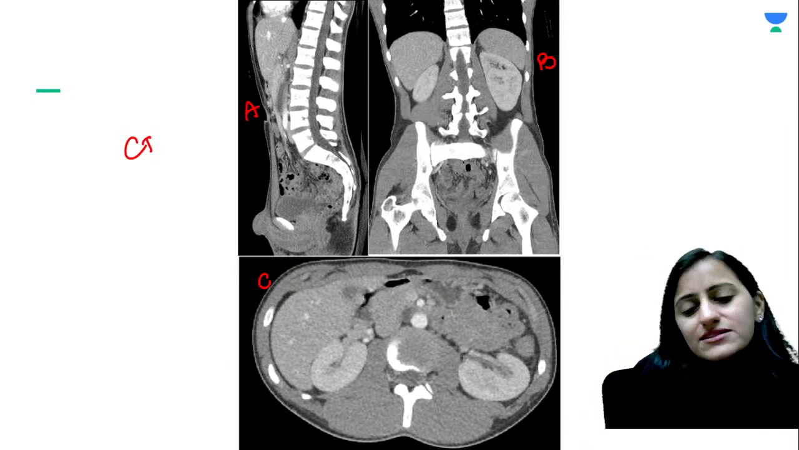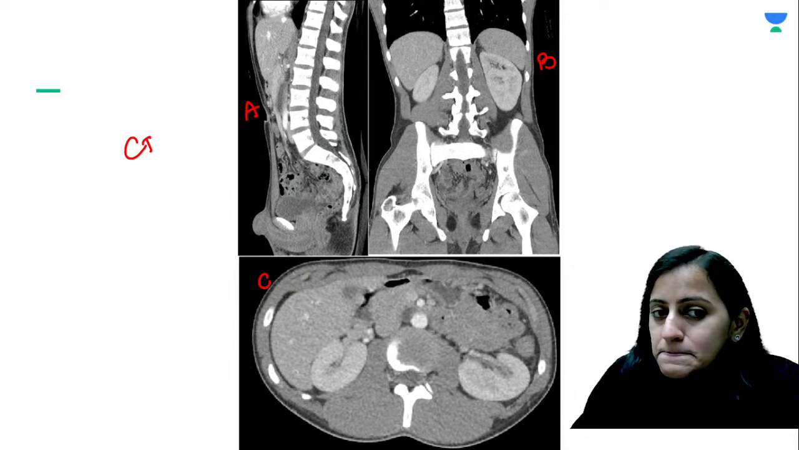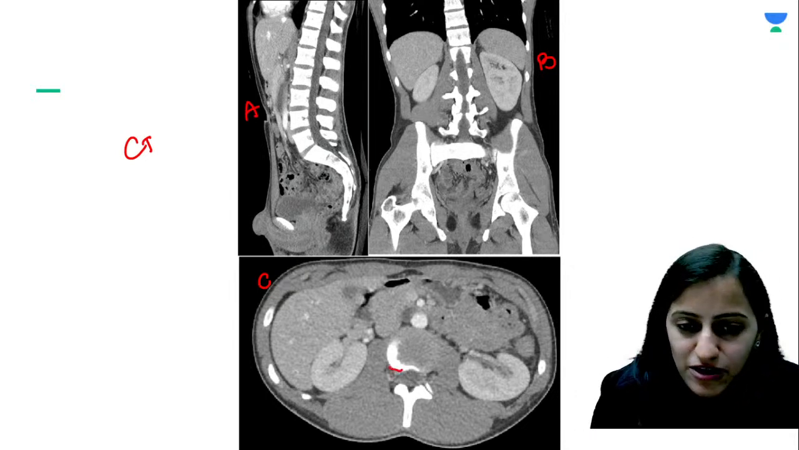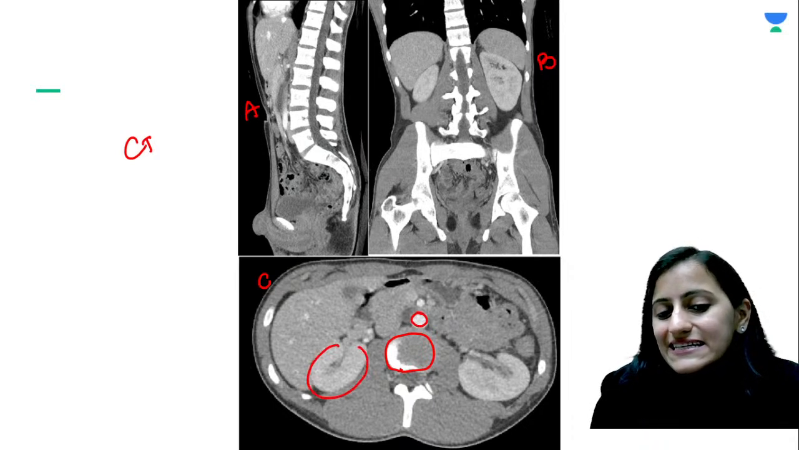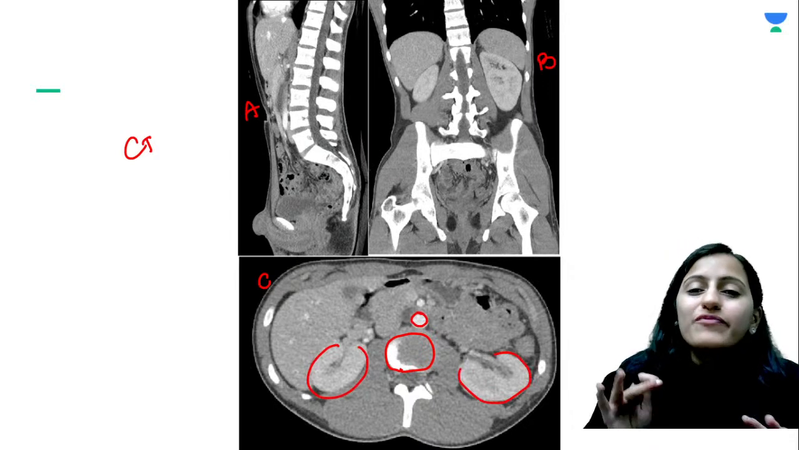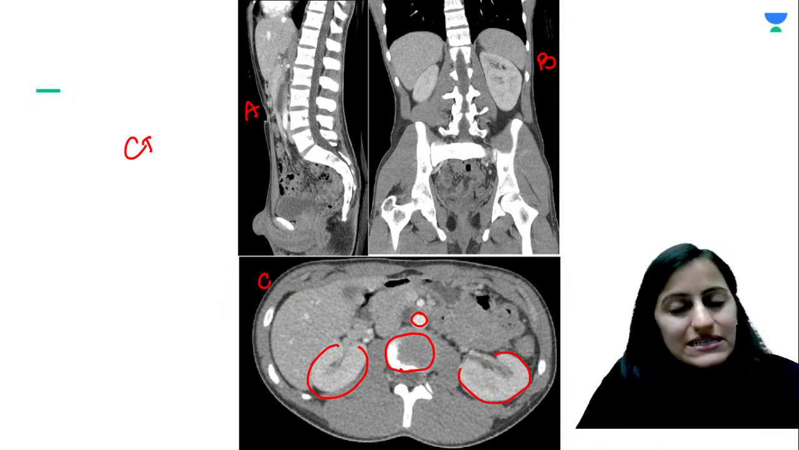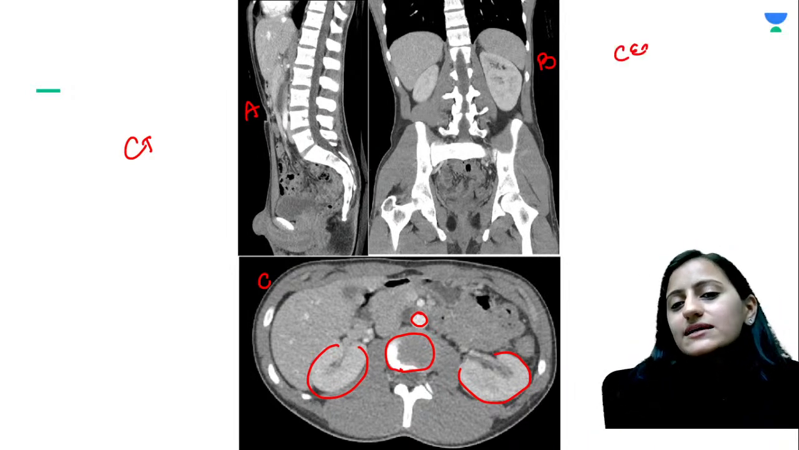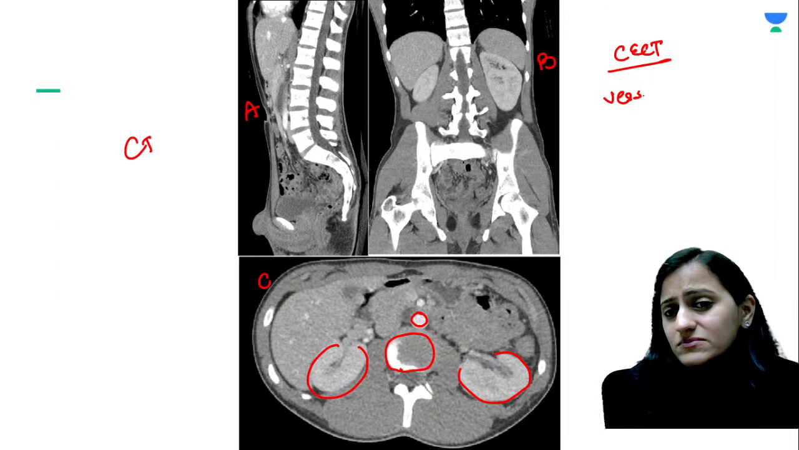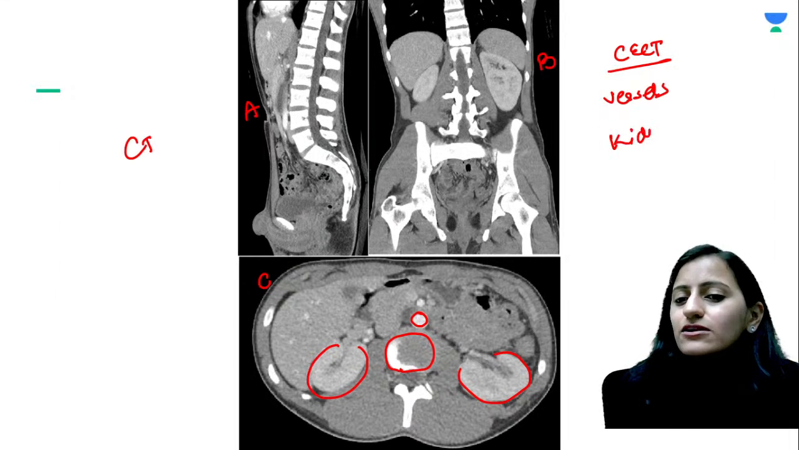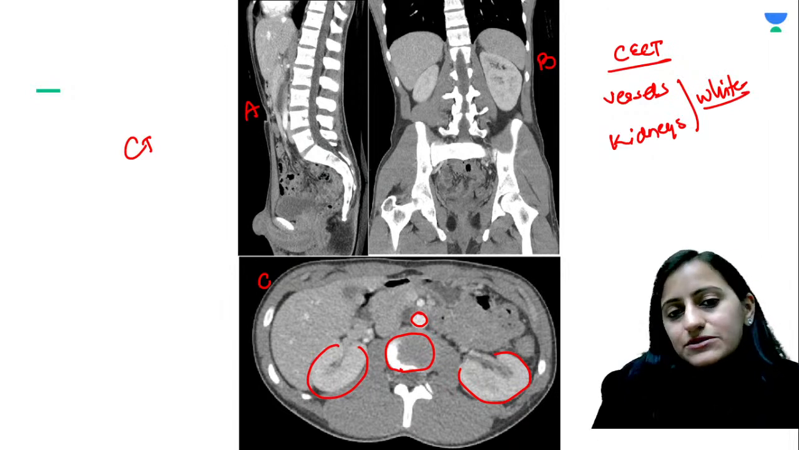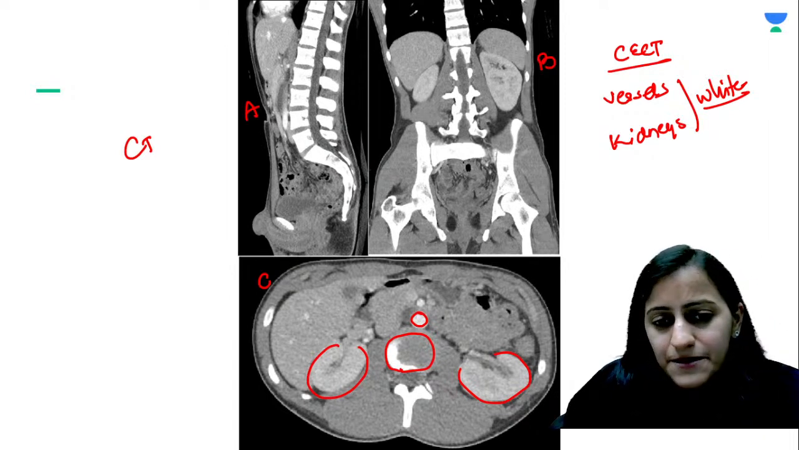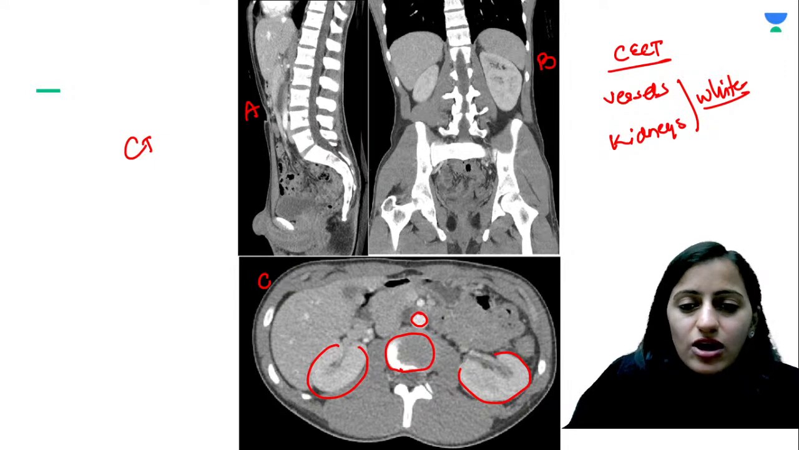Is it a contrast or a non-contrast CT? In front of the vertebra here, look at the aorta. Look at the kidneys. They are white. Vessels white, kidneys white. It's going to be your contrast enhanced CT. So look for the vessels and look for the kidneys. If they are white, it's a contrast enhanced CT. So all these are contrast enhanced CT.